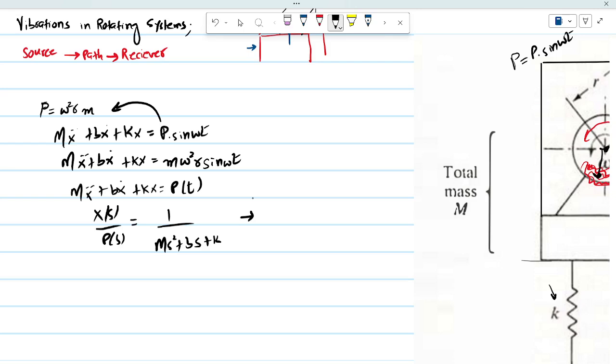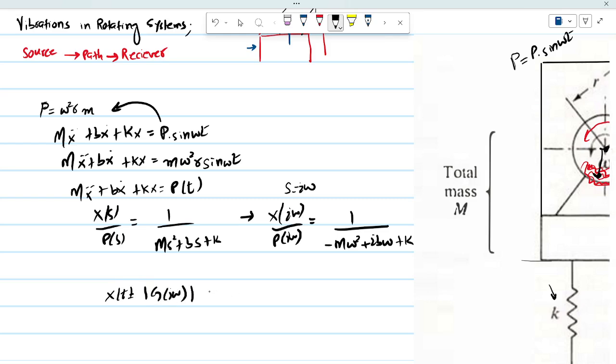Because we are interested not in the whole solution, rather only in the steady state part, we will use s equals iota omega. Because of that we will have x of iota omega divided by p of iota omega equals 1 divided by minus m omega square plus iota b omega plus k. That's the sinusoidal transfer function. And you know how we can calculate the total response of a system: it is equal to the magnitude of the transfer function into the phase angle.